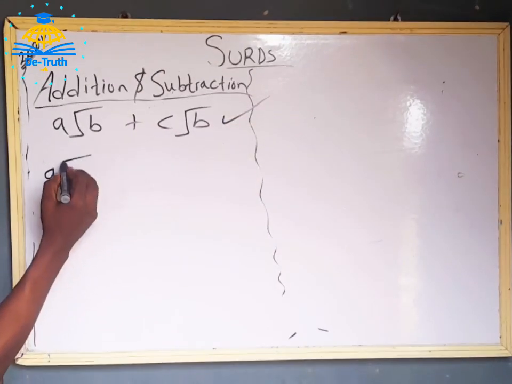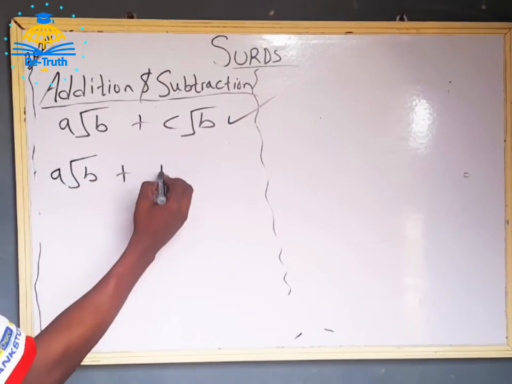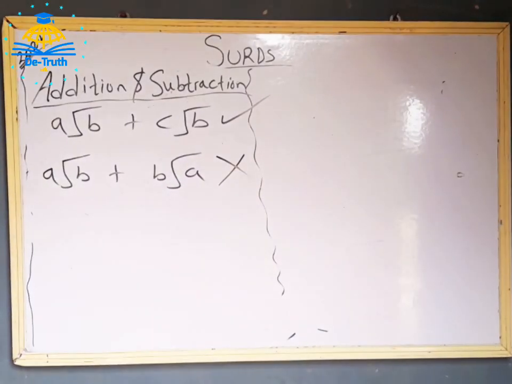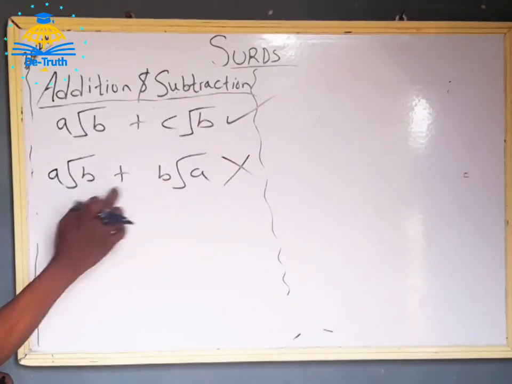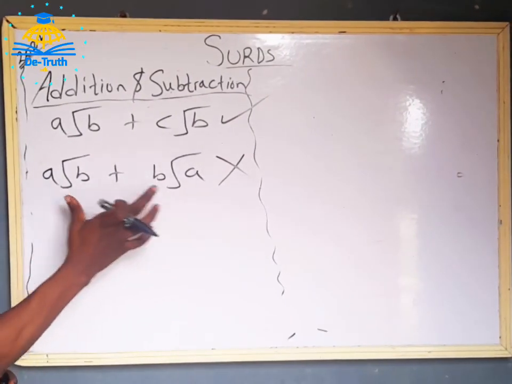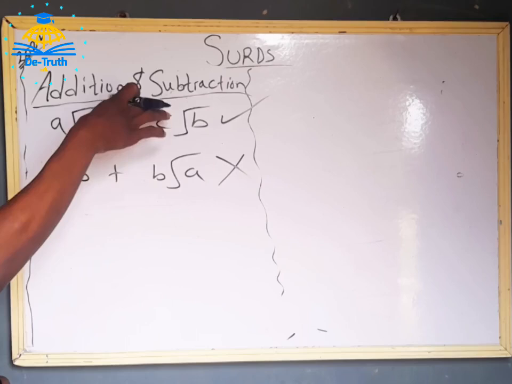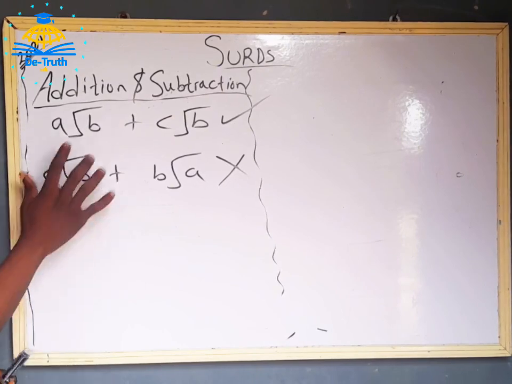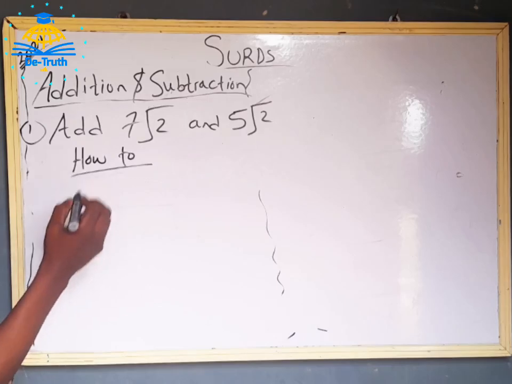What about A root B plus B root A? This one, we can't add it because the ones inside the root are different. This is not similar surd. This is similar surd. Same thing for subtraction. We can subtract the surds as far as they are similar surds. We have the same inside the root.